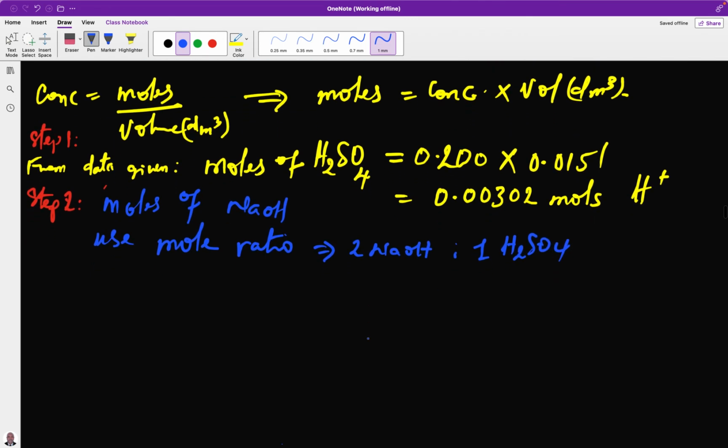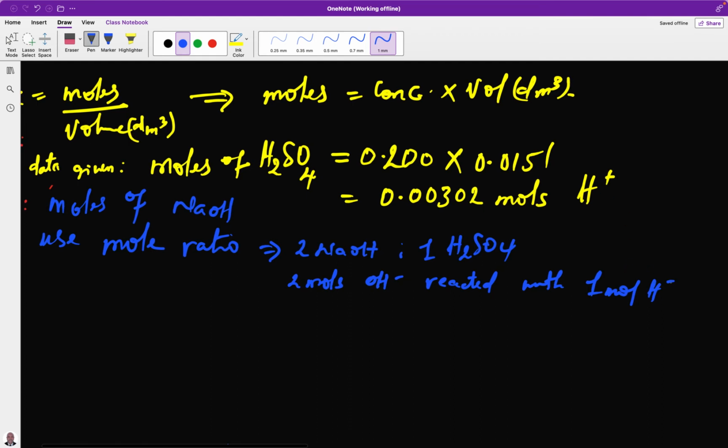Therefore, 2 moles of the OH will be reacted with what? With 1 mole of the acid. 2 moles of the OH reacted with 1 mole of the acid.